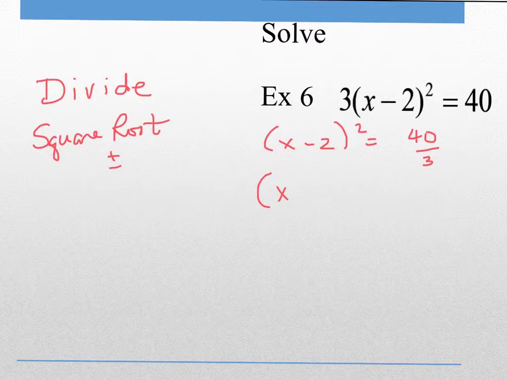x minus 2, don't really need that parentheses right there, equals plus and minus the square root of 40 over 3. Okay, I've got a radical in a denominator, and I don't want that. So I'm going to rationalize here.